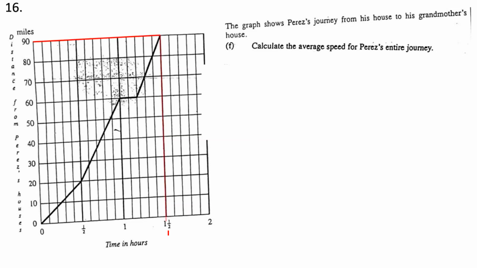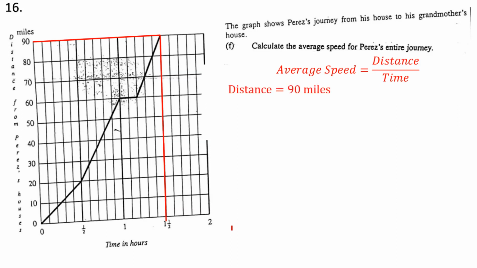We know the average speed is distance divided by time. We know that his distance was 90 miles. His time was 1.5 hours. But we can take 1.5 hours and change it into an improper fraction. 1 times 2 is 2, plus 1 is 3. So it's going to be 3 over 2 of an hour. So the time that he took is going to be 3 over 2 hours.